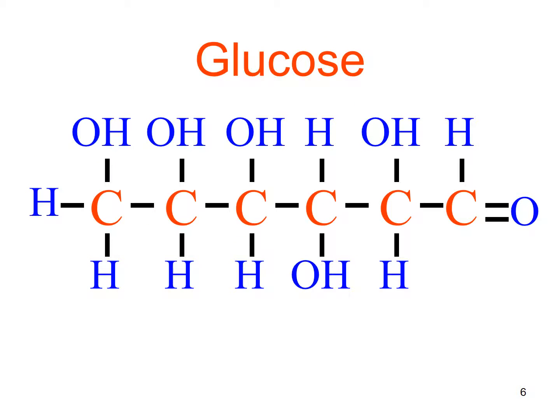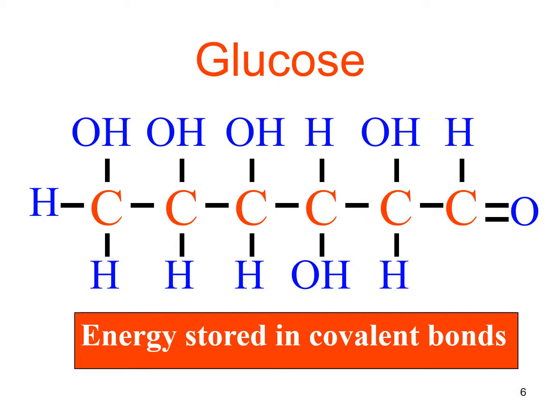Here we see the structural formula for glucose. And notice it has a carbon chain in the middle. There's 6 carbons linked together. And then coming off of those carbons are hydrogens and hydroxides in most cases. The thing that holds all these together is chemical bonds, specifically covalent bonds. And each of those bonds has energy, and if you break these bonds, it releases that energy.